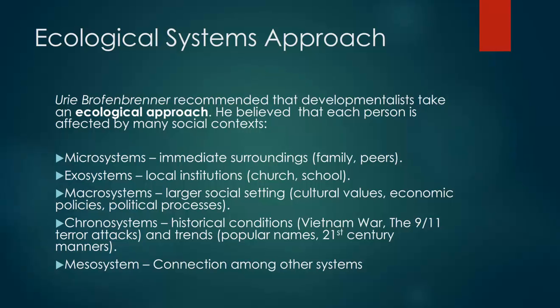The microsystem consists of your immediate surroundings, your everyday surroundings from when you wake up to when you go to sleep. For example, your family in your household, your peers. And then there's the exosystem, which is your local institutions, such as your neighborhood, your church, your school, the people you associate with in your church and school.